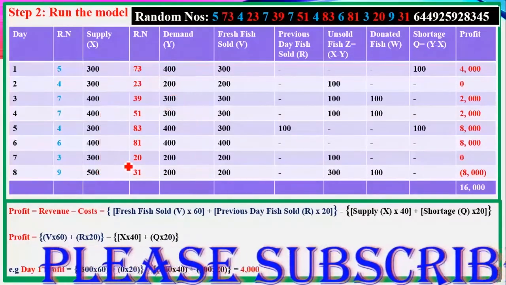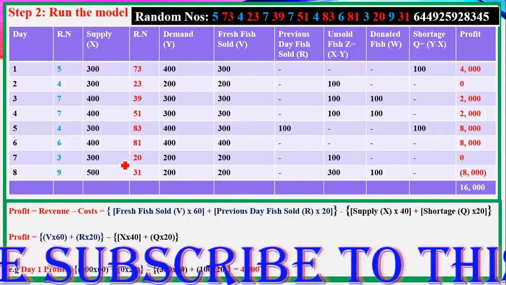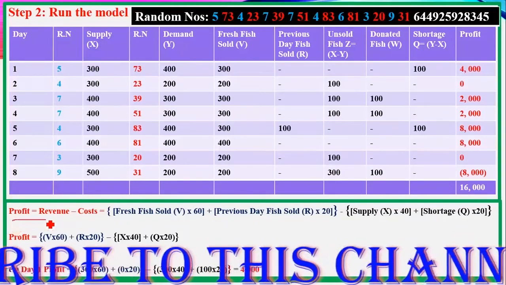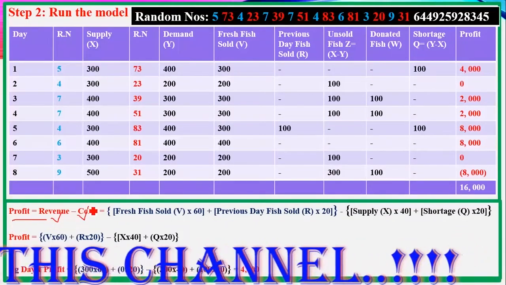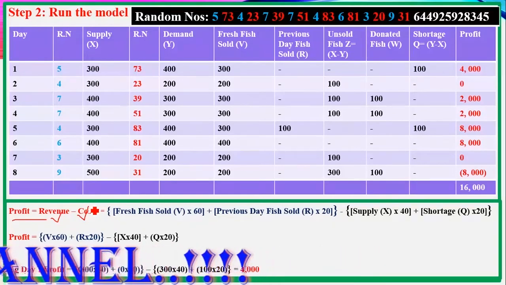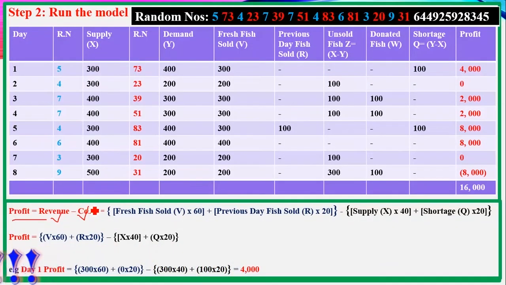We are trying to get the profit for this particular business. Profit is gotten by taking the revenue minus the costs. Here we only have two sources of revenue. The first source is when a fish is sold when fresh. That is fresh fish sold. I'm calling it V. And a fresh fish is sold at 60 shillings.